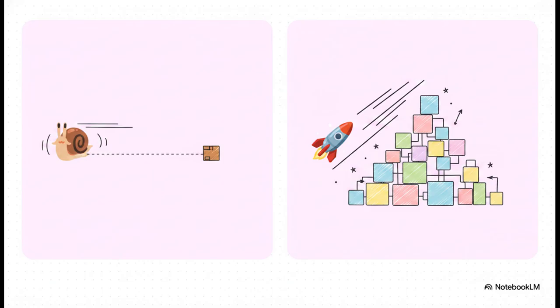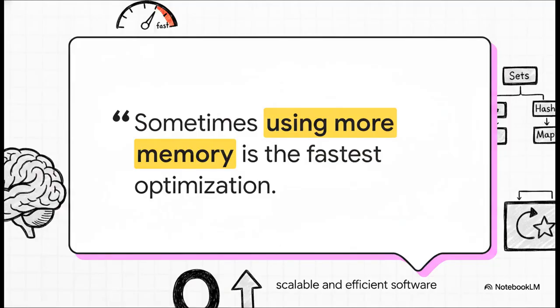But by introducing a little extra memory, like initializing a set to keep track of what you've seen, we only need a single loop. We drop our execution time from a sluggish quadratic pace right down to linear O(n) time, all simply by paying a small tax of O(n) space. The crucial takeaway here is that sometimes using more memory is literally the fastest optimization you can make.